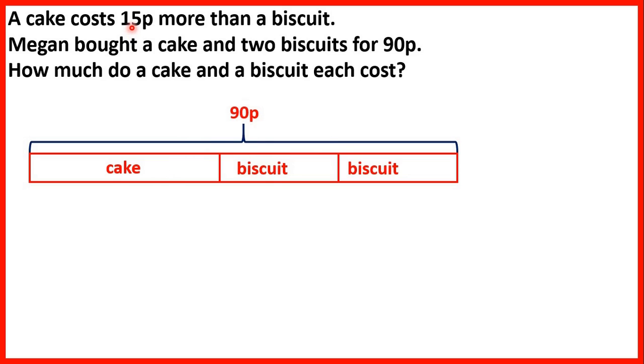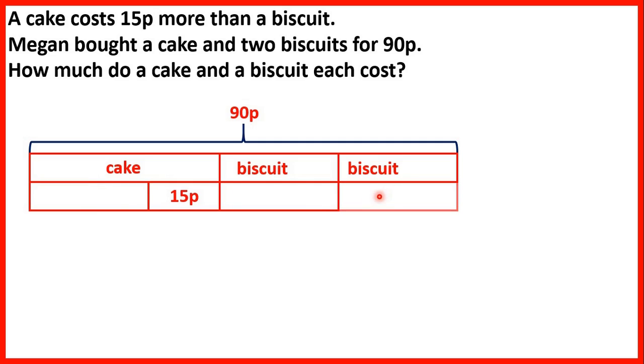Now a cake is 15p more than a biscuit, so underneath our bar for cake, we can have another bar and then 15p. And if we copy down our bars for biscuits, we can see that we have these 3 bars plus 15p has to total 90p. So if we subtract 15 from 90, that tells us that these 3 bars together have to total 75p.